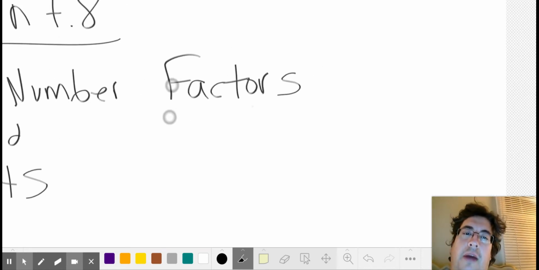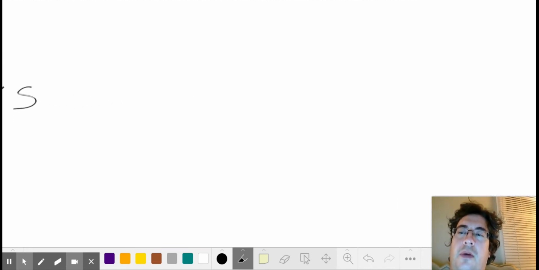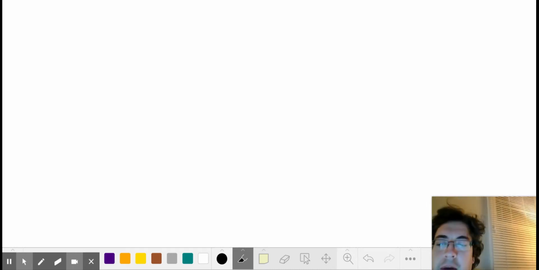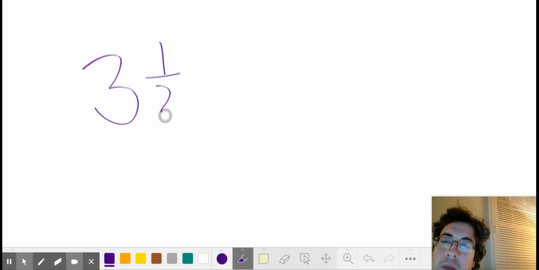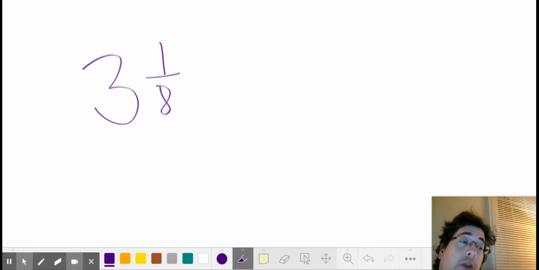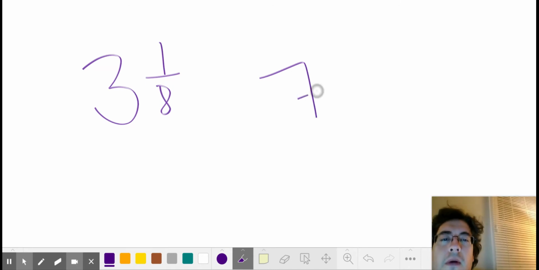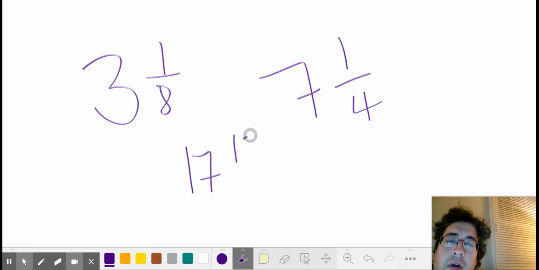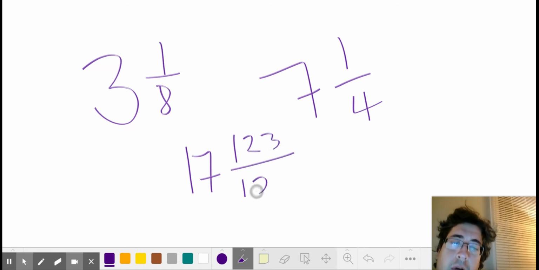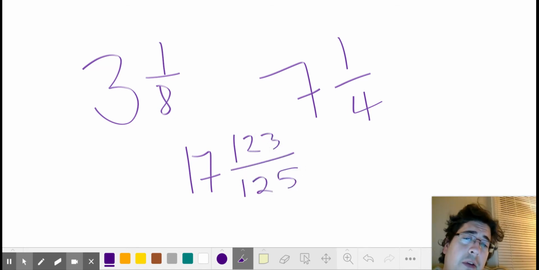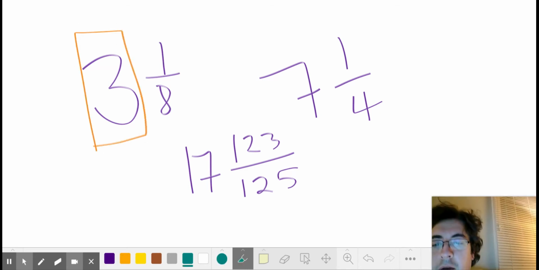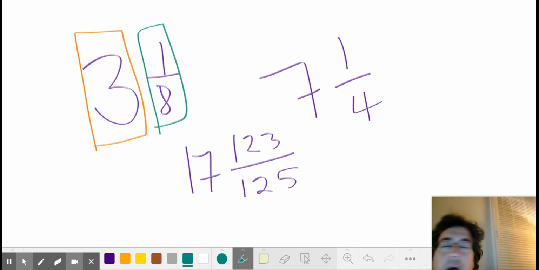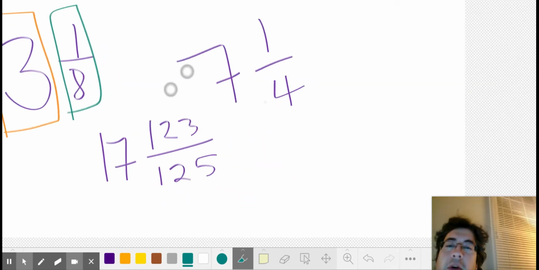So let's take a look at a mixed number here. We want to make sure we're good on what we're talking about. A mixed number is just a mix between a whole number and a fraction. So 3 1/8 would be a mixed number, 7 1/4, 17 and 123 over 125 would also qualify as a mixed number. It's just when you have a whole number and you pair it with a fraction. That's all a mixed number is.